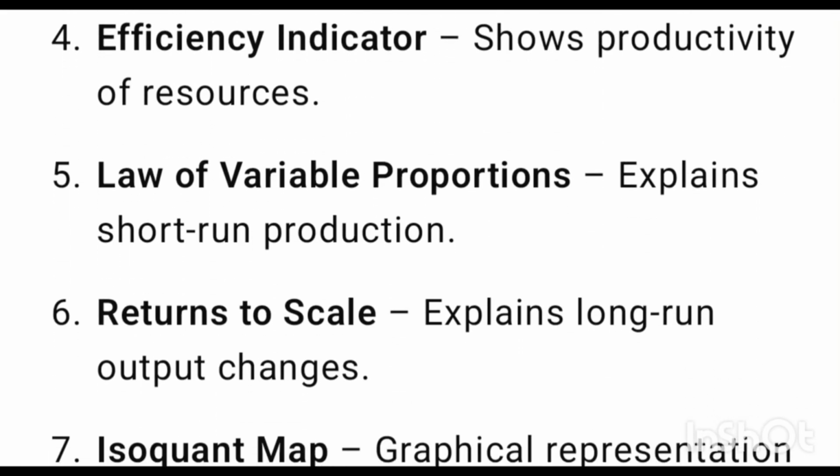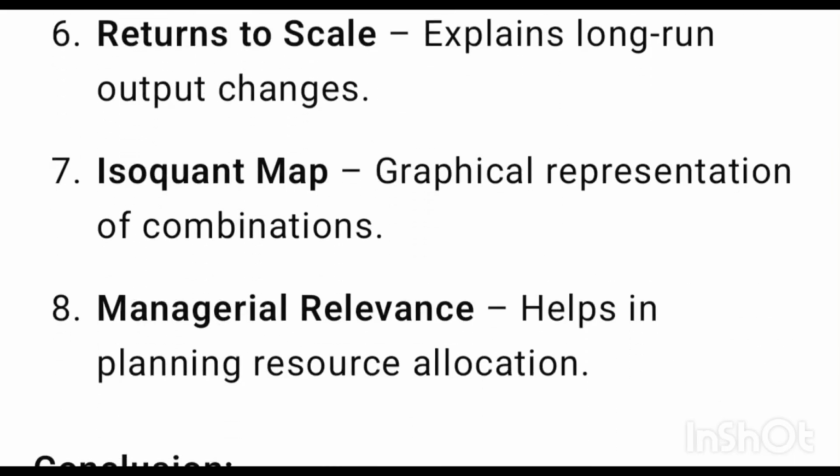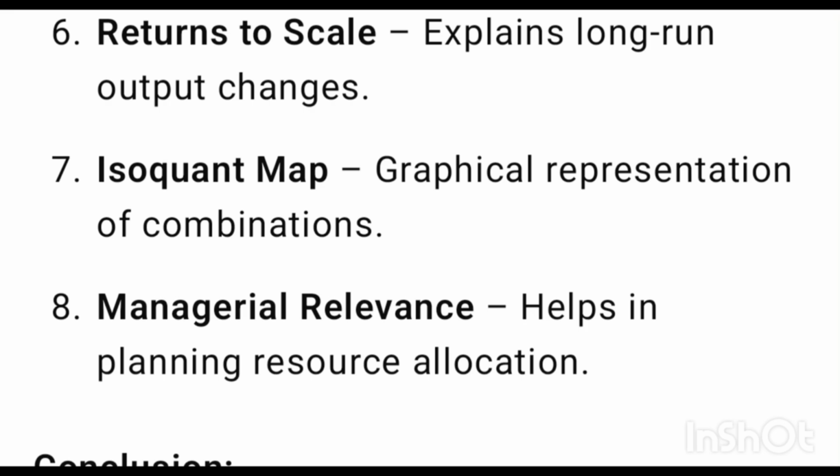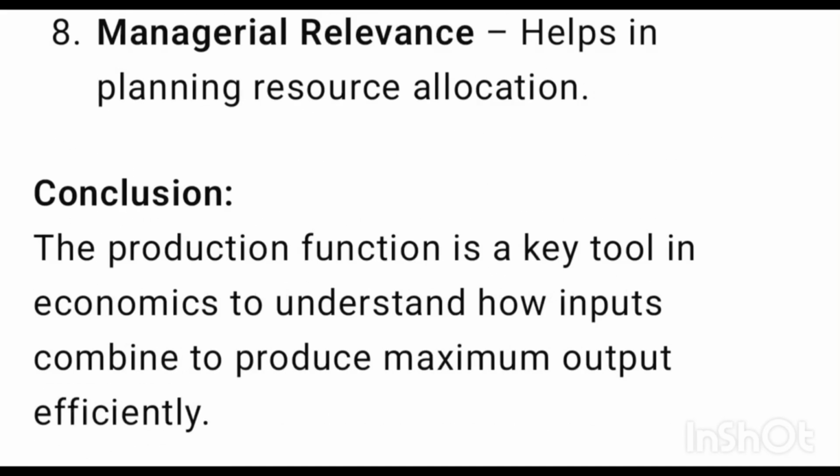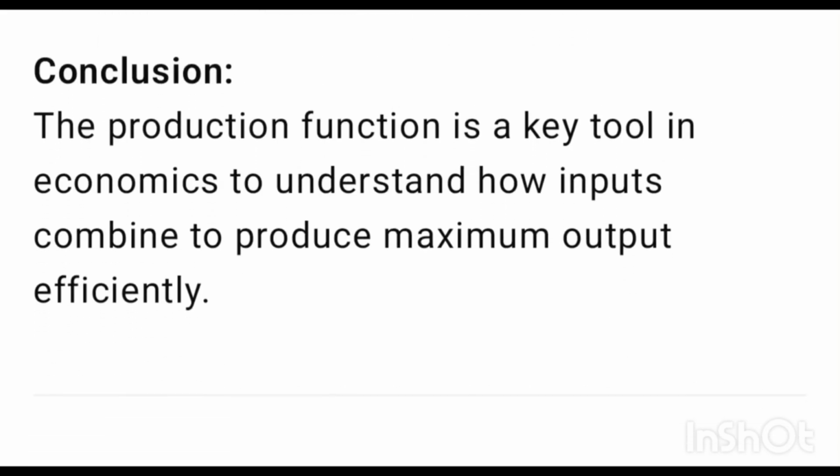5. Law of variable proportions. Explains short run production. 6. Returns to scale. Explains long run output changes. 7. Isoquant map. Graphical representation of combinations. 8. Managerial relevance. Helps in planning resource allocation. Conclusion. The production function is a key tool in economics to understand how inputs combine to produce maximum output efficiently.